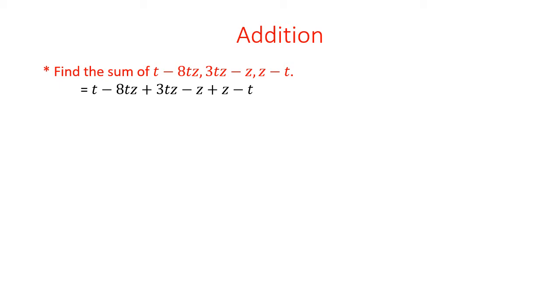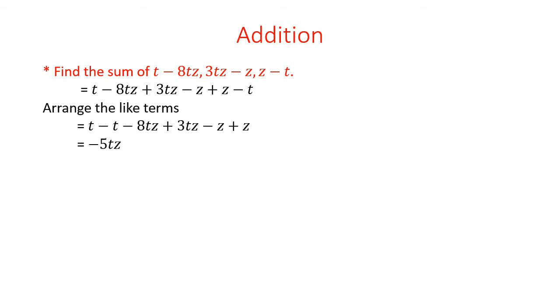Then what is the next step? We need to arrange the like terms: t minus t, then minus 8tz plus 3tz, then minus z plus z. First we solve t minus t. What is that? 0, since 1 minus 1 is 0. So we cancel that. Then minus 8tz plus 3tz.